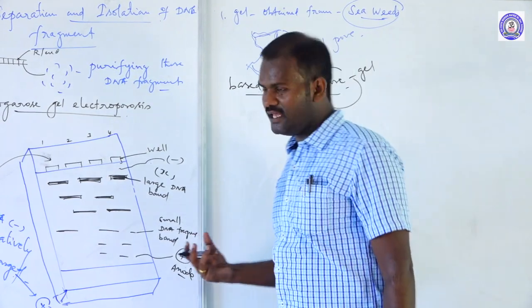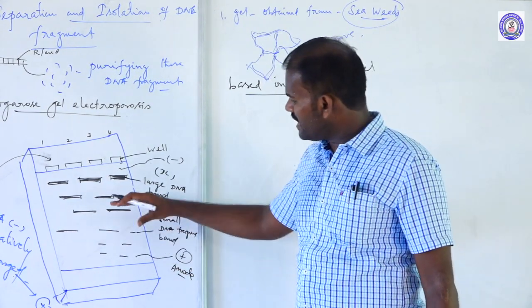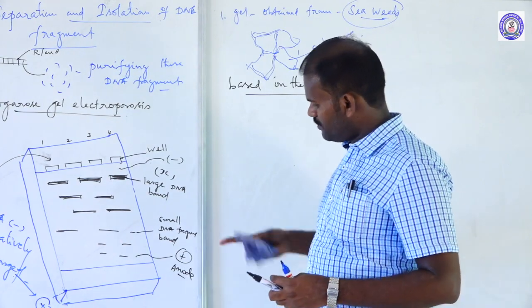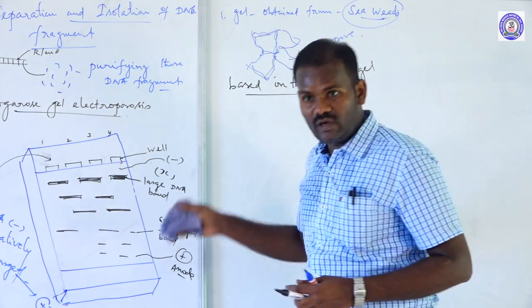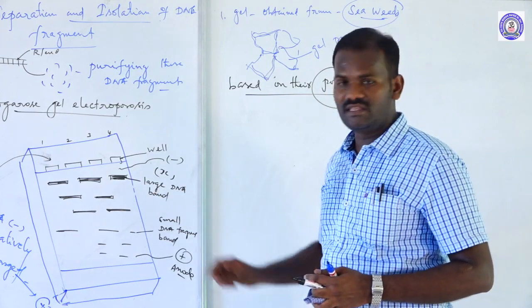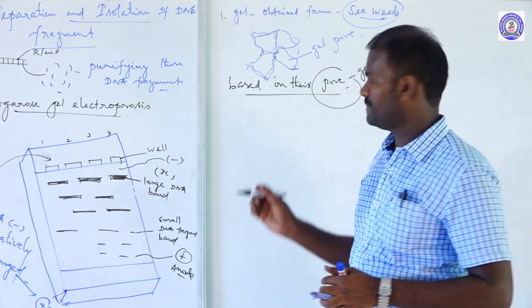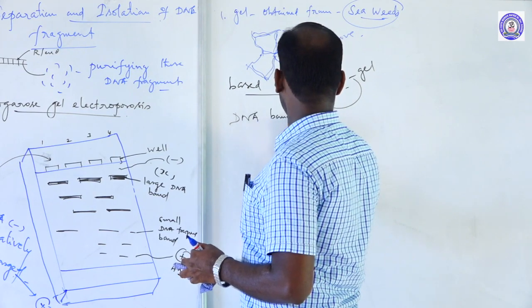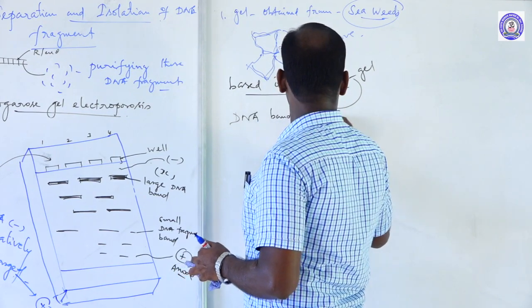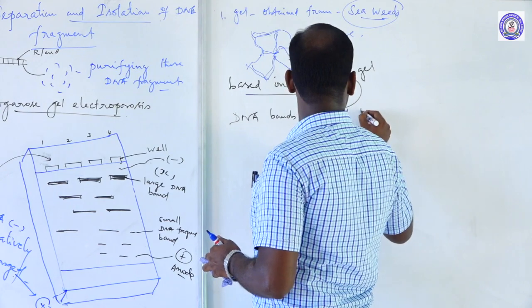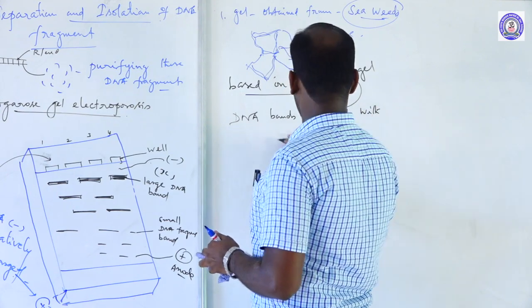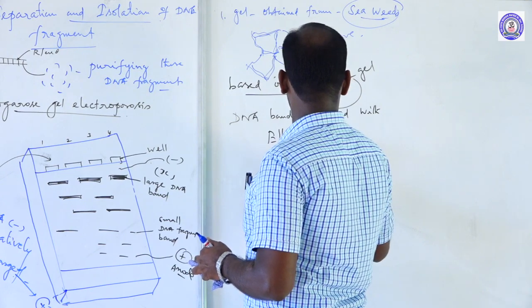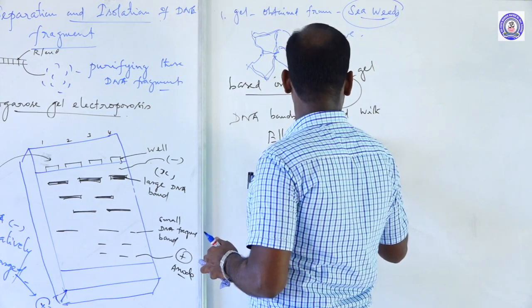How can we visualize these separated DNA bands? We can visualize them by staining with ethidium bromide. The DNA bands are stained with ethidium bromide.